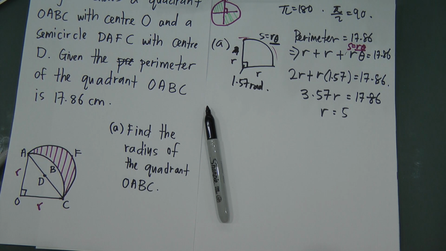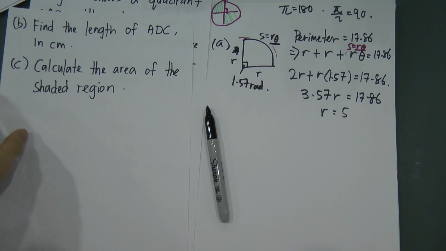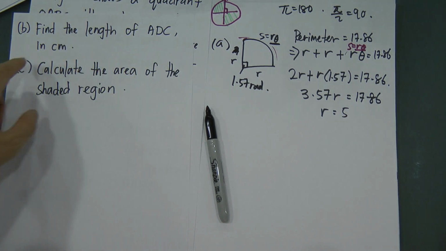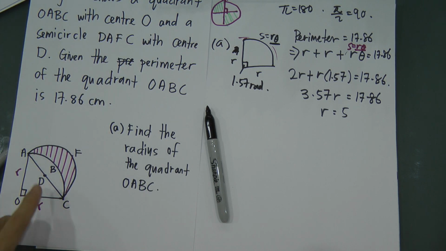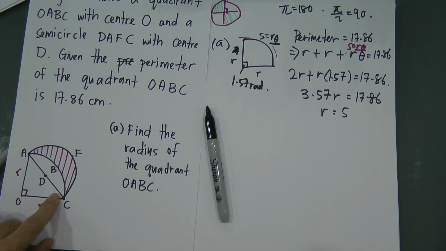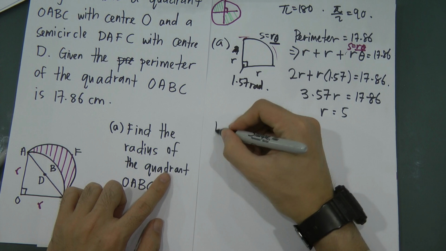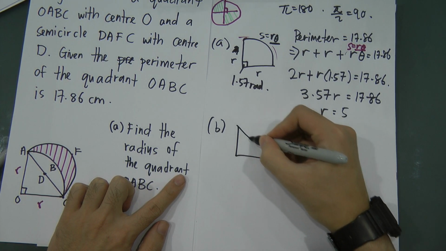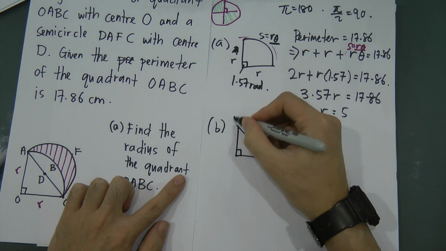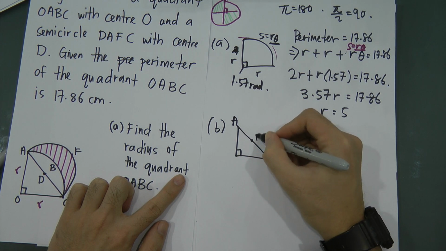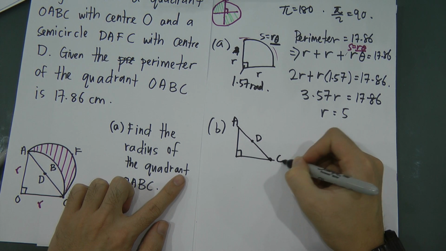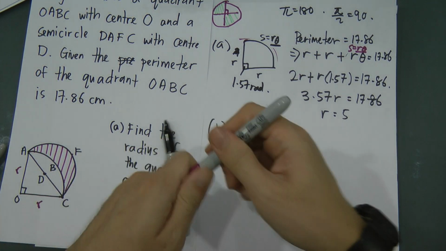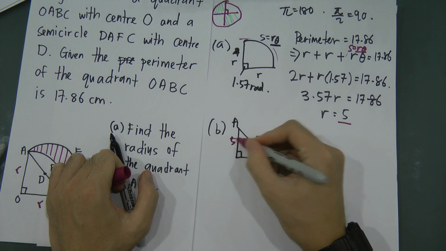Alright, then part B asks you to find the length of ADC in cm. Where is ADC? This is ADC, right? So B is very simple. Do you see the triangle? He asks you to find A, D, and C. R just now we got is equal to 5, right? So this one will be 5, this one will be 5.